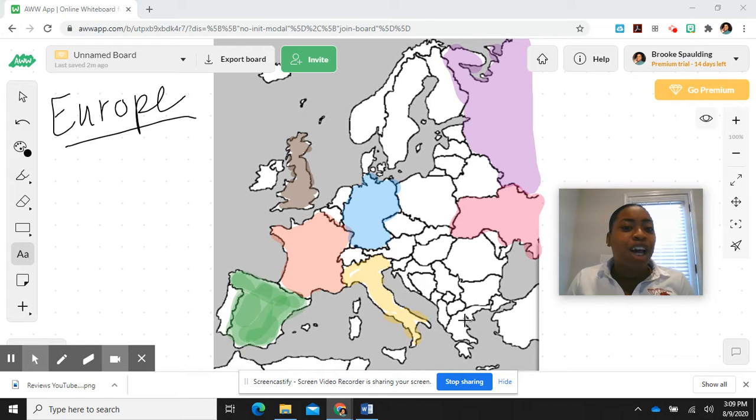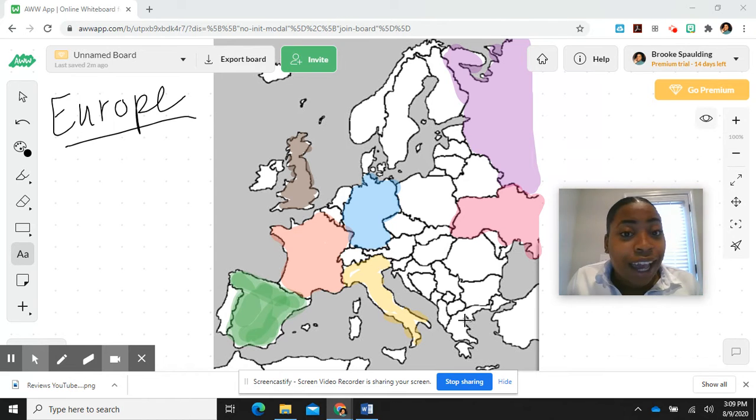Lucky for you, we don't have to go through every country of Europe. It would be great for you to know that at some point in time, but for our sake, we just need to know certain countries that we're going to study when it comes down to history, economics, and especially environmental issues. So let's get right into it.